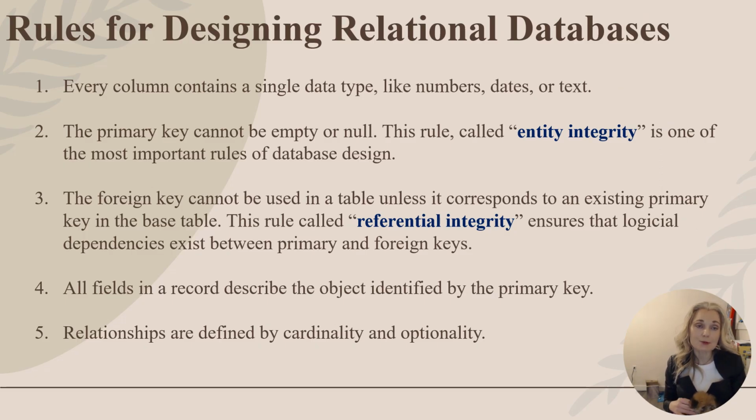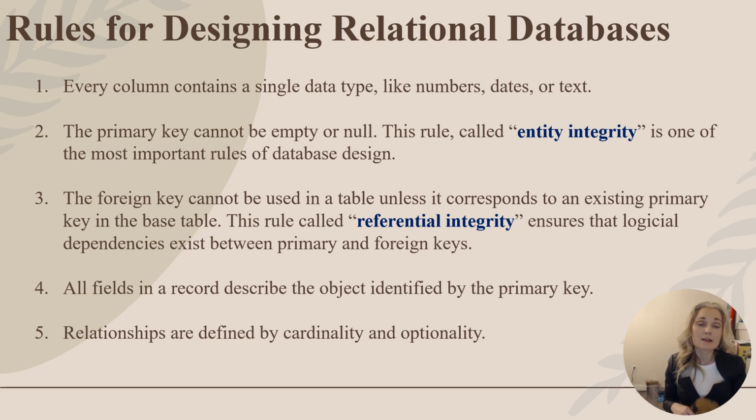Here are some rules to keep in mind when designing relational databases. Every column needs to contain a single data type, whether it's a letter, number, or date. The primary key can never be empty or null, and this rule is referred to as entity integrity, and it's one of the most important rules when you're designing a database, because you cannot have an empty primary key because there's no reference back to that table.